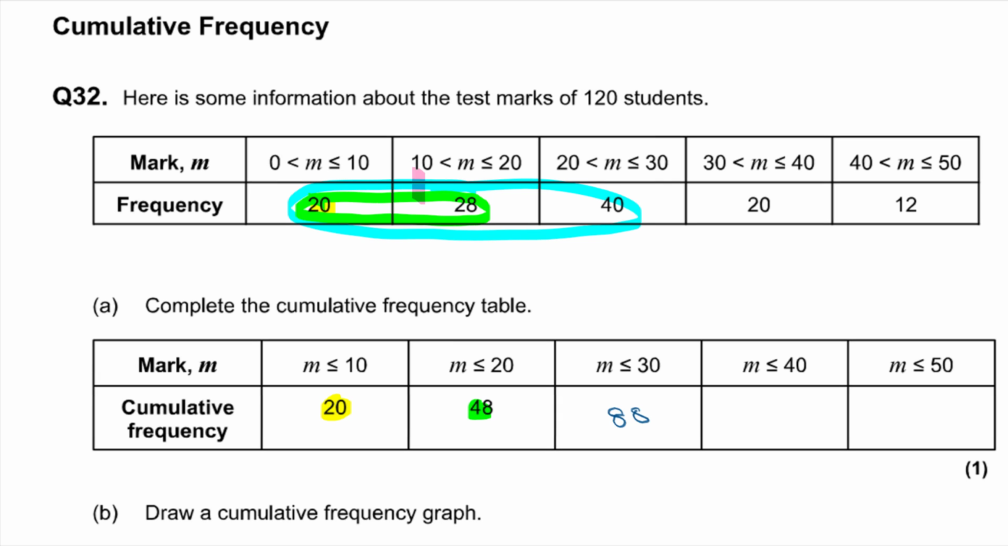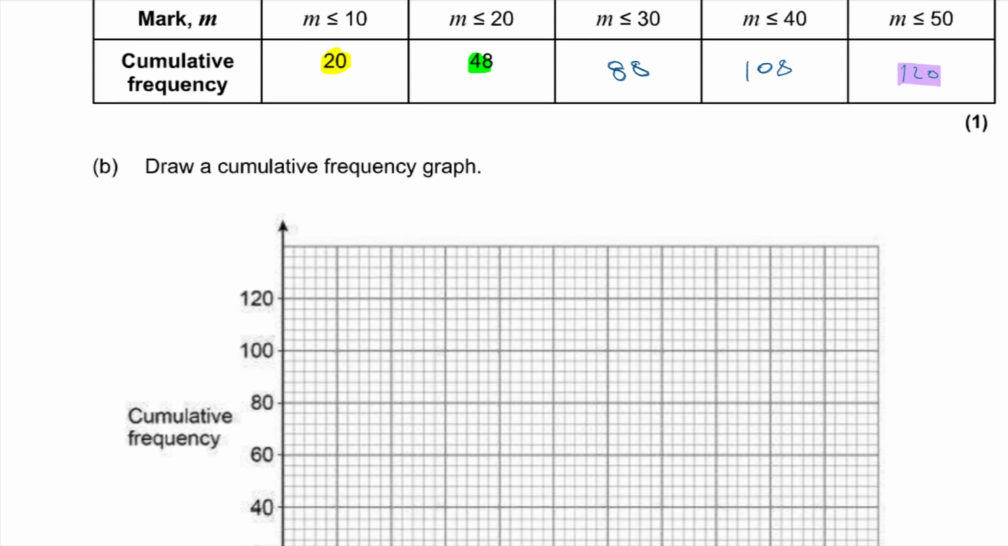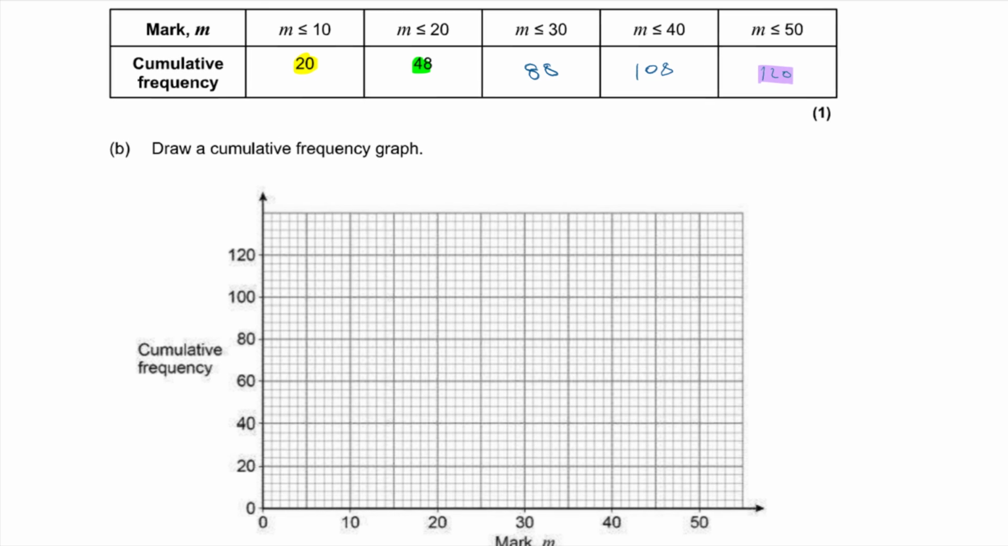And then next cumulative frequency is going to be those, so add in the 20 on to 88, that's 108. And then the last cumulative frequency is all of them added together, that is 120. Now your last cumulative frequency, the 120, should match the question up here. If it doesn't, you've made a mistake. Okay?